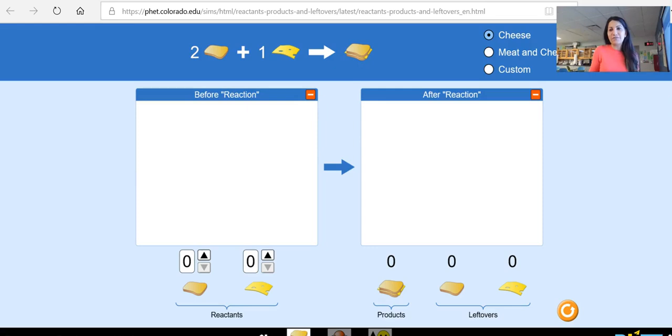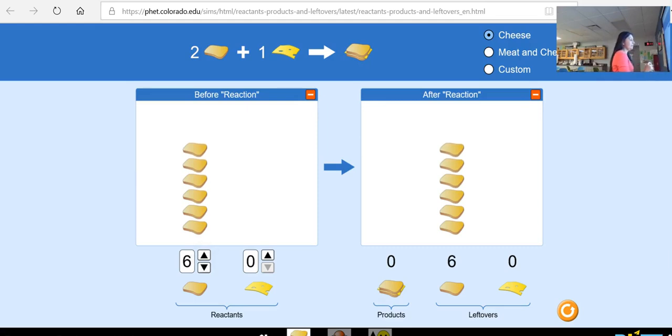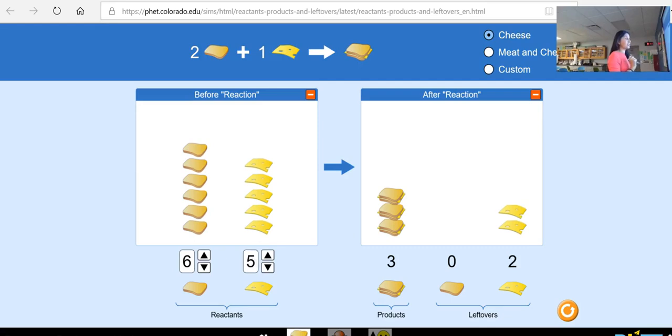But the first question is, if you answered correctly, let's put this right in on here. So if I've got 6 pieces of bread and I have 5 pieces of cheese, then if you answered 3 sandwiches, that's awesome. That would be your theoretical yield. So you should be able to make 3 sandwiches. Okay. Now, the other question that I had asked was, what's your limiting reagent?